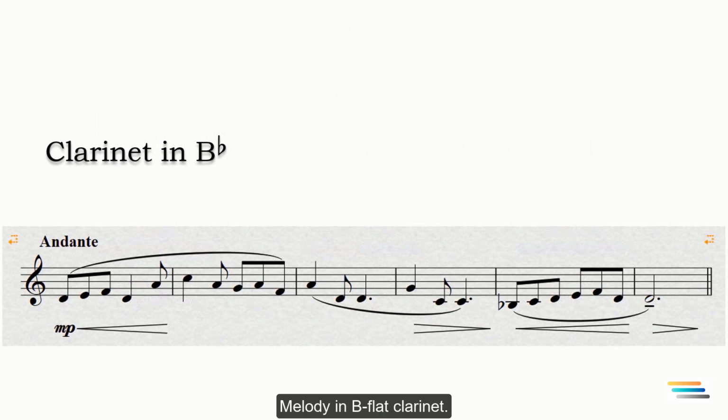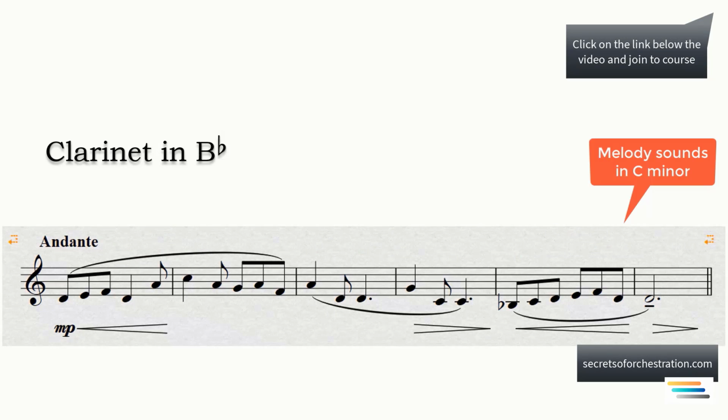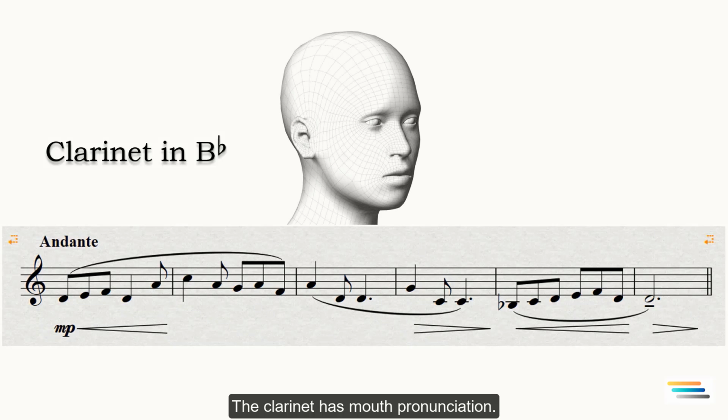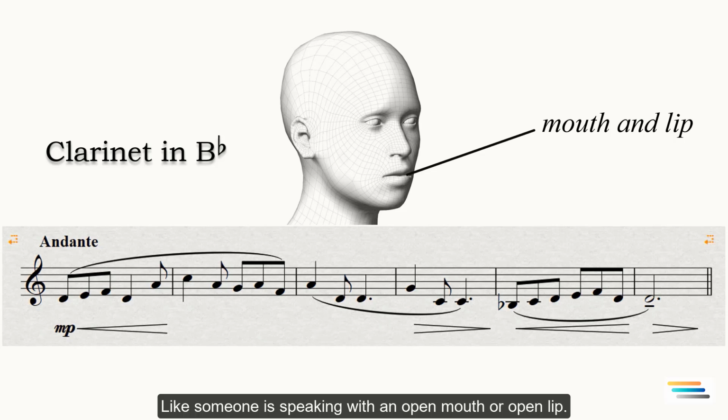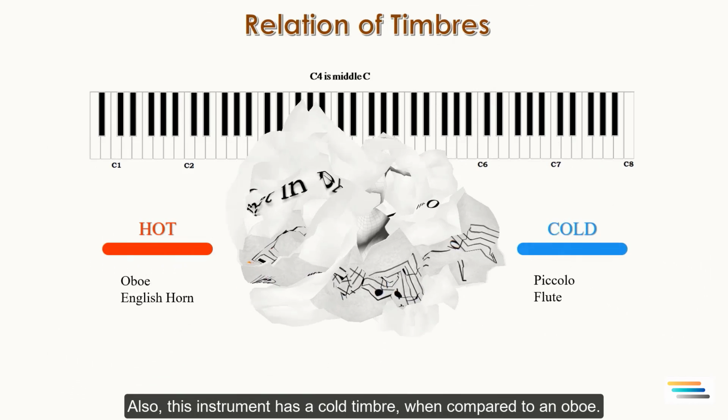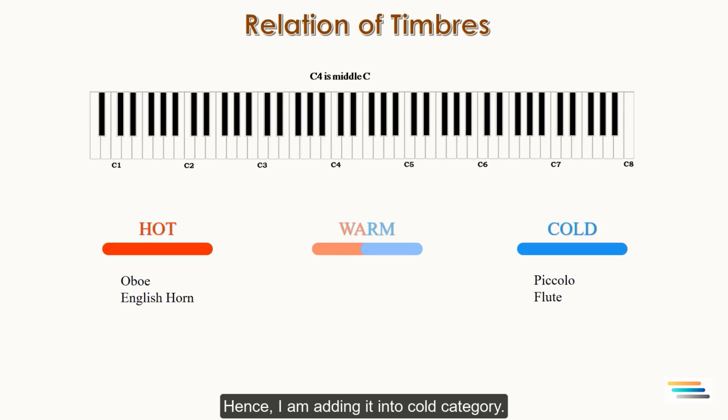Melody in B-flat clarinet. The clarinet has mouth pronunciation, like someone is speaking with an open mouth or open lip. Also, this instrument has a cold timbre when compared to an oboe. Hence, I'm adding it into cold category.